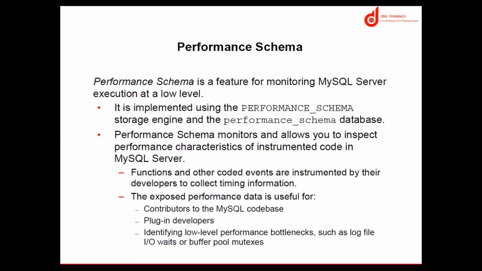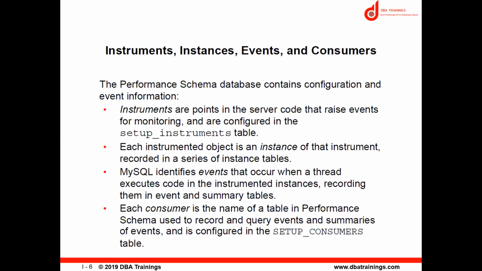Okay, that's about it. Now, at this point you can see we are talking about the different things you can work with: instrument, instance, event, and consumer. The performance schema database contains configuration and event information. Instruments are points of the server code that raise events for monitoring, and based on that you can monitor your database.